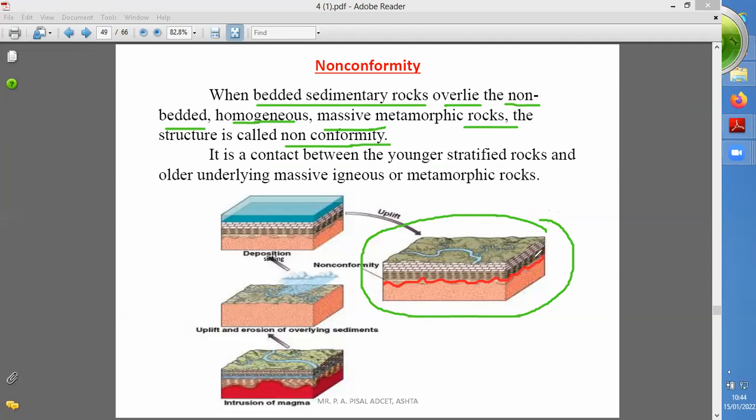So this is the surface which is indicated here with the red color. It indicates the non-conformity area, and look carefully above and below this unconformity. Now the rocks which are present below the unconformity don't show any layer. Okay, so these rocks don't show any horizontal layer. One single homogeneous rock is present.